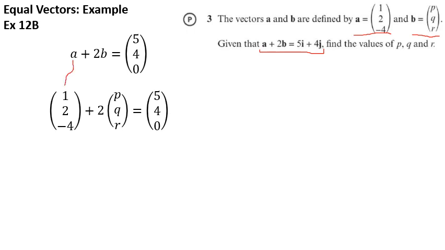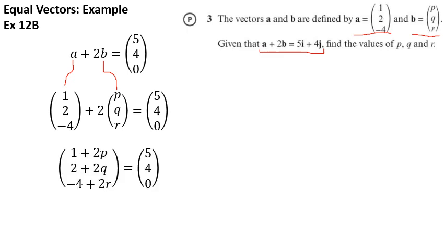A and b are both vectors, so I'm going to substitute those into my equation, and I'm going to simplify the left-hand side. I've done two lots of every single thing in the second term. That's where the 2p, the 2q, and the 2r come from down here. And then I've added the first bit. So 1, add 2 lots of p, 2, add 2 lots of q, and minus 4, add 2 lots of r.